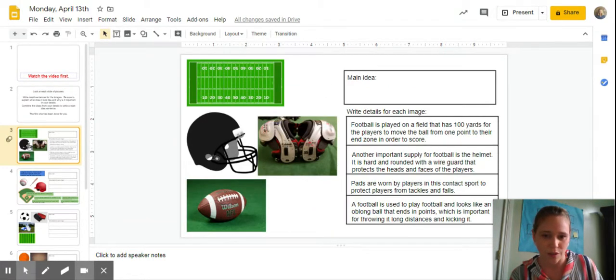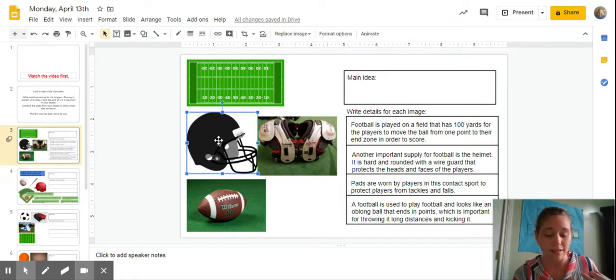First of all, we took the first item, the football field, and we said football is played on a field that has 100 yards for the players to move the ball from one point to their end zone to the other to score. So that tells us what the field looks like and what it is used for. The next one says, another important supply for football is the helmet. It is hard and rounded with wire guard that protects the heads and faces of the players. So that tells us what this helmet is, what it looks like, and what it is used for.